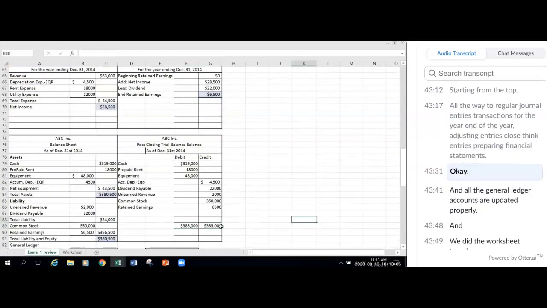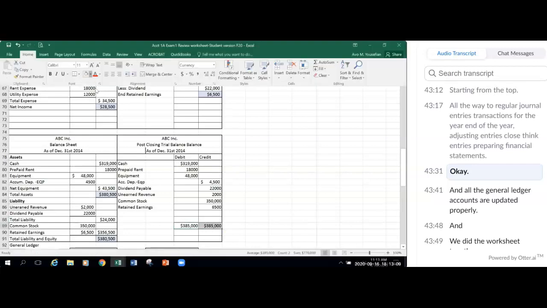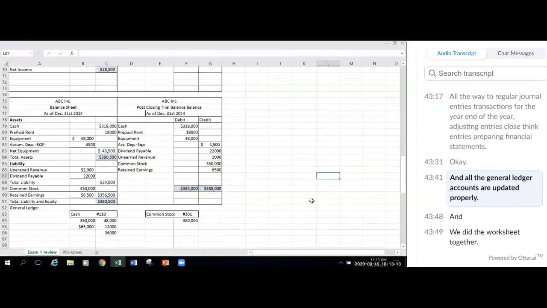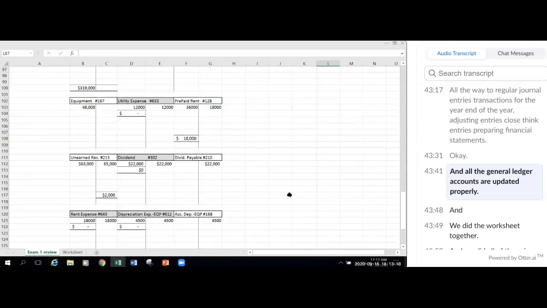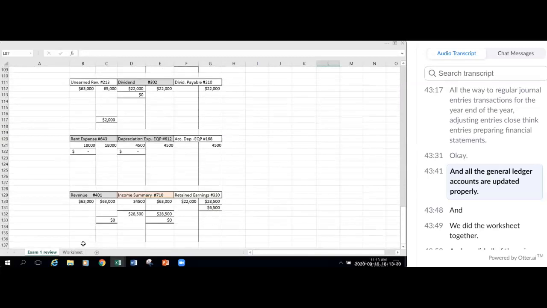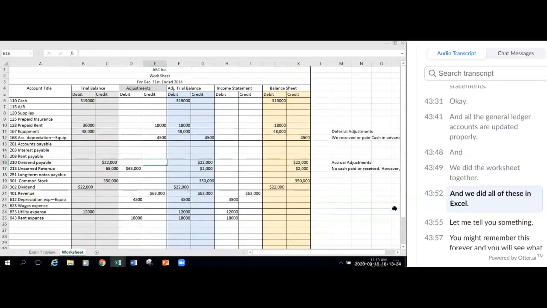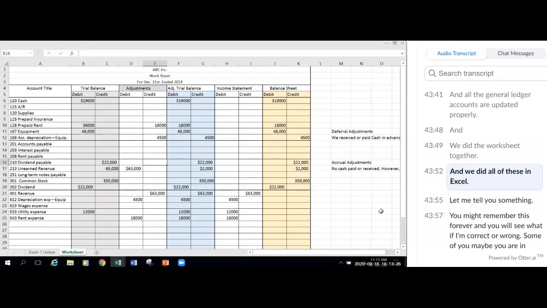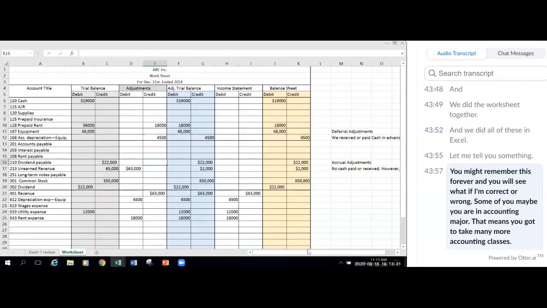Okay. And all the general ledger T accounts are updated properly. And we did the worksheet together. And we did all of this in Excel. Let me tell you something. You might remember this forever. And you will see if I am correct or wrong.